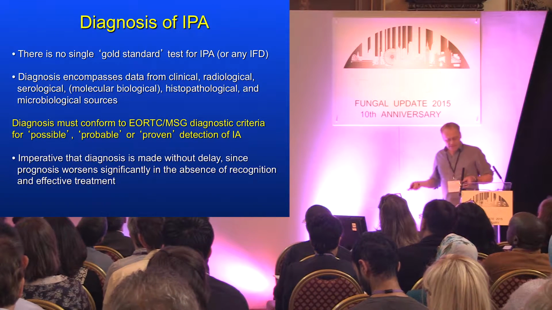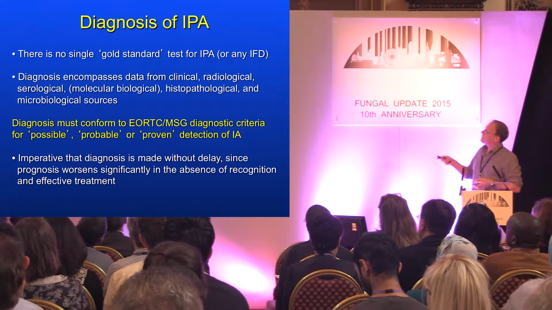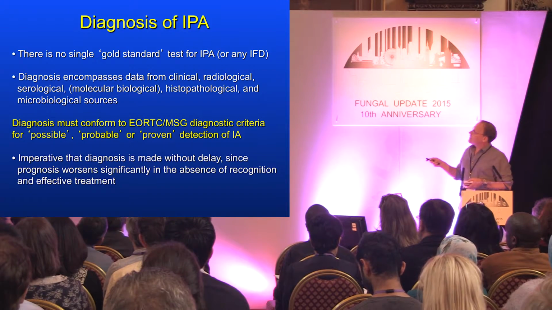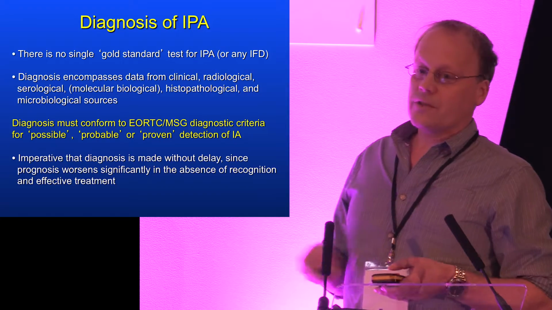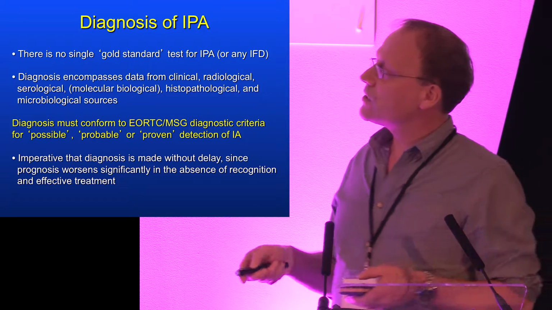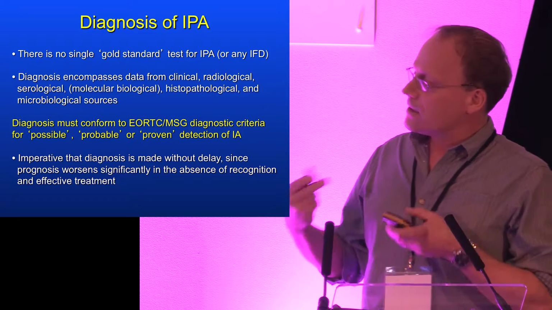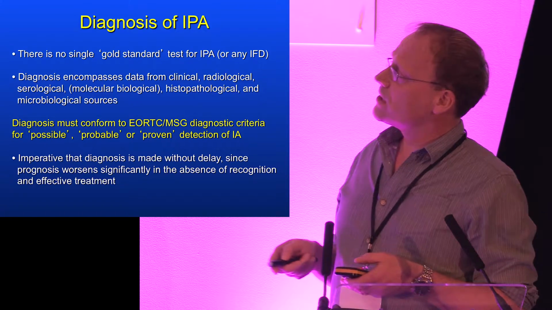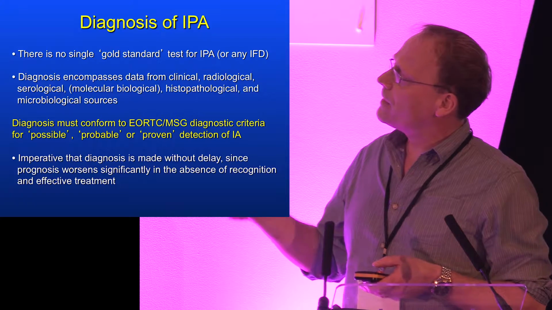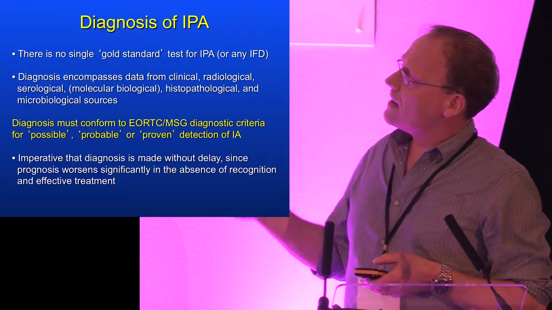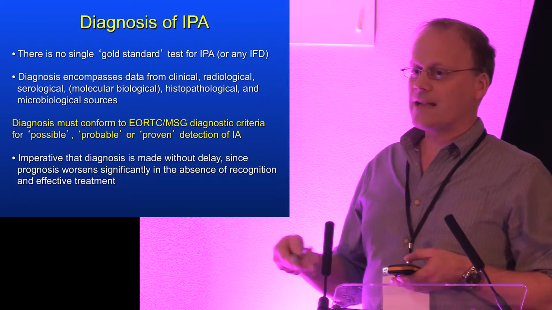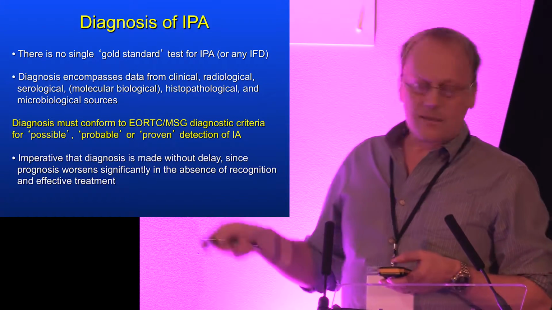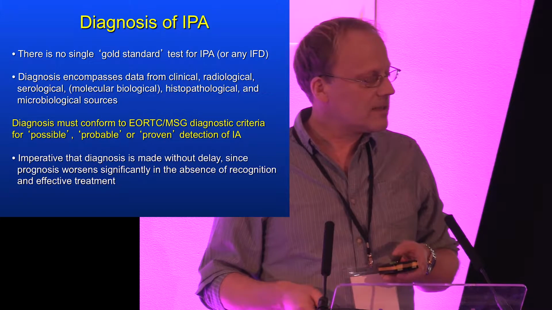As we've already heard, there's no real gold standard for any invasive fungal disease. So you're relying on a whole load of different data coming from different sources and trying to put the picture together to best guess what's happening in these patients. You're relying on the patient history, radiology, and serological markers like galactomannan and beta-glucan. I've put molecular biology in brackets because I don't know whether Peter's fallen asleep.